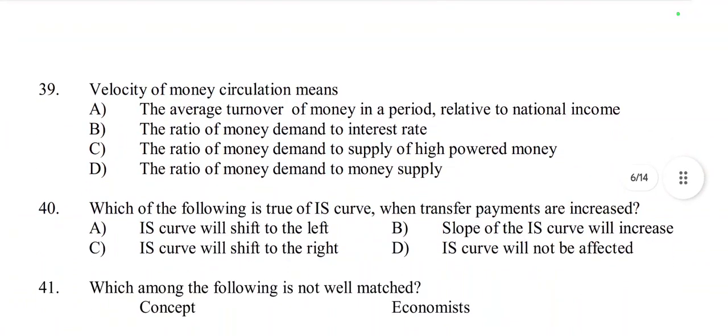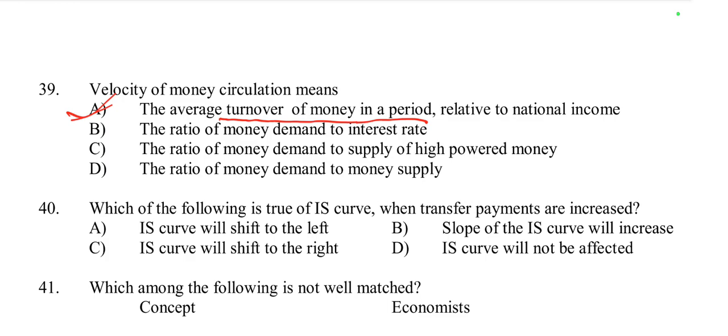Then question number 39, velocity of circulation of money. It means the average turnover of money in a period relative to national income. Yes, it is the average turnover of money in a particular time period. It is called the velocity of circulation of money, because it measures how quickly money is exchanged in an economy over a specific period, often in relation to the national income.